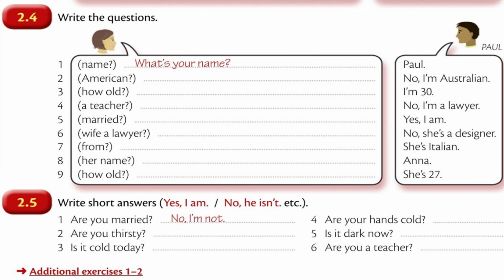Number 4. Are your hands cold? Yes, they are. No, they are not. Number 5. Is it dark now? Yes, it is. No, it isn't. Number 6. Are you a teacher? Yes, I am. No, I am not.